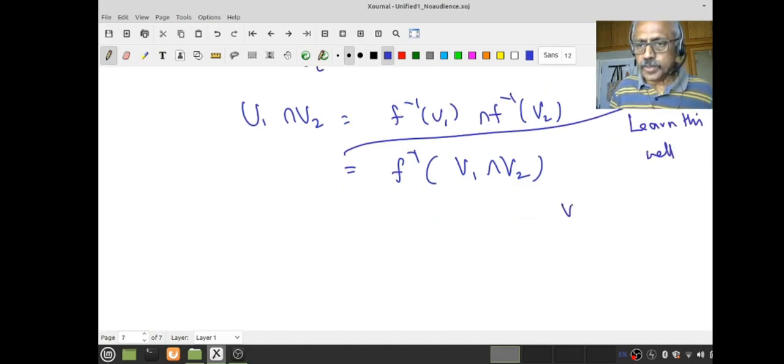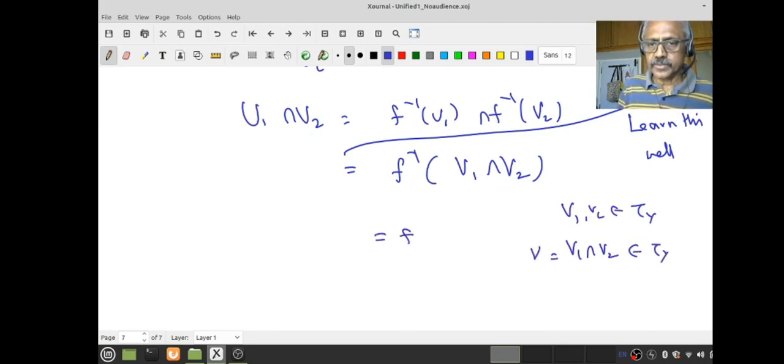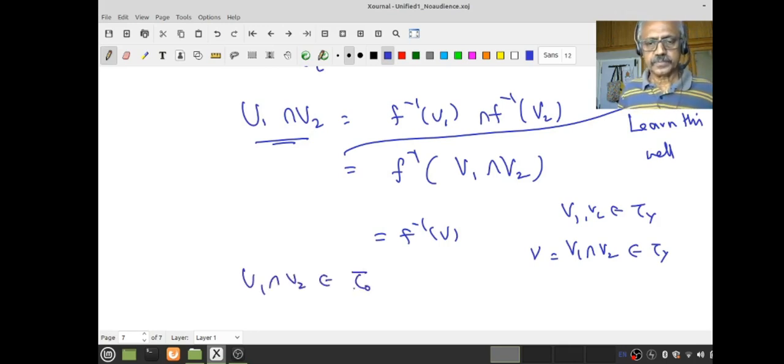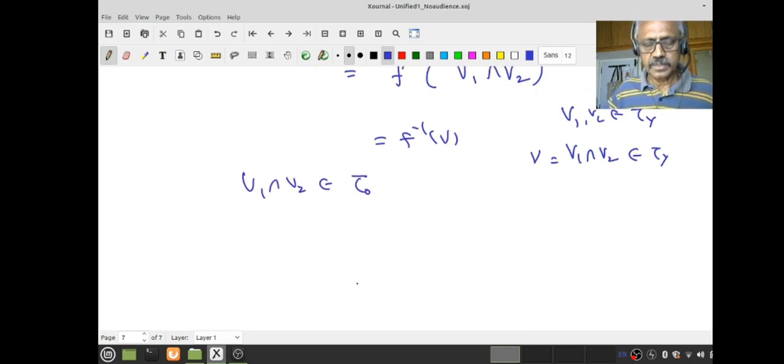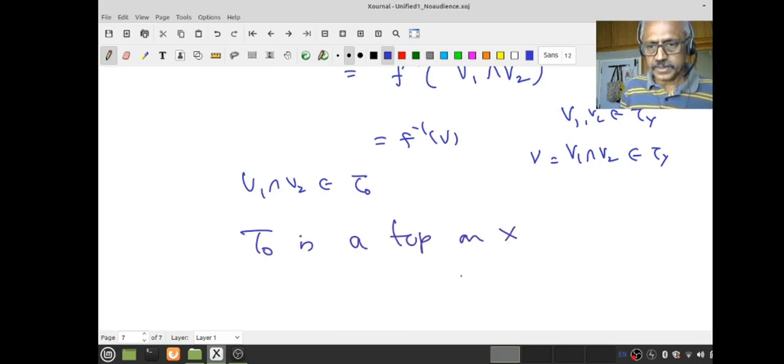Now, what do I know about V1 and V2? V1 and V2 are open in tau Y. Therefore, V1 intersection V2 is again in tau Y. Call it V. Therefore, this is f inverse of V. Therefore, I have proved this object is f inverse of V for some V in tau Y. That means U1 intersection U2 is in tau naught. Have you understood? Therefore, we have proved tau naught is a topology on X. Pause. Review. Proceed.